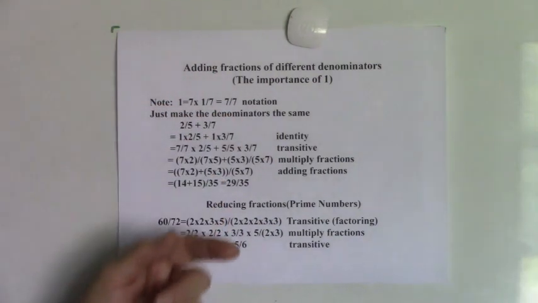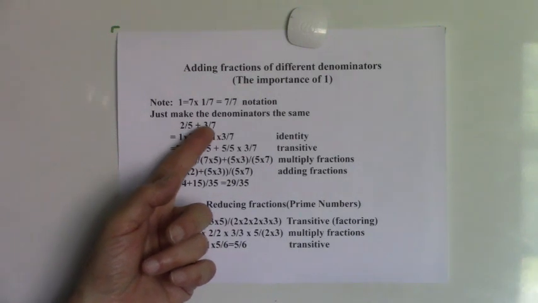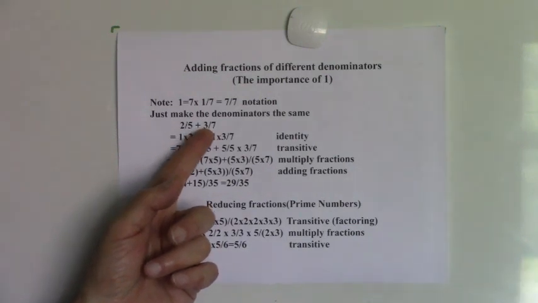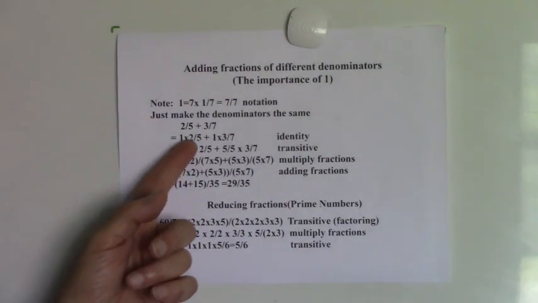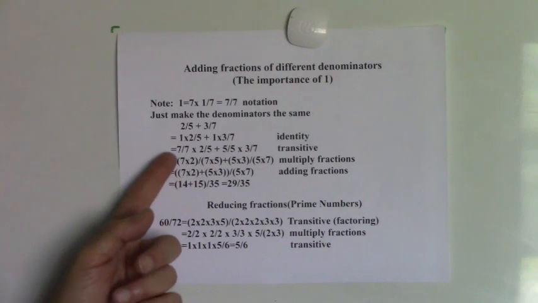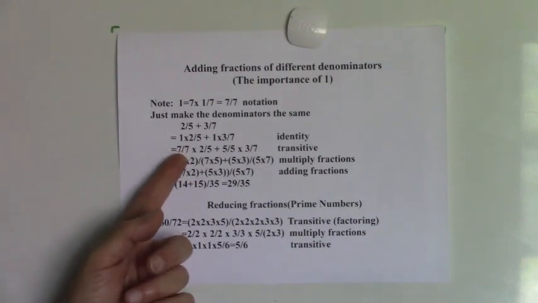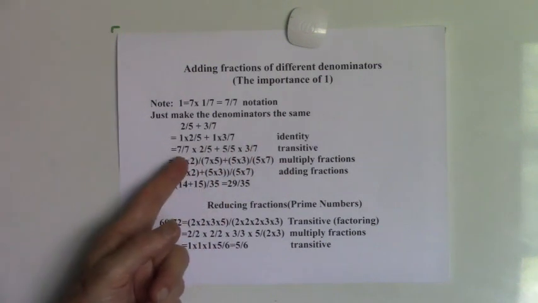written as 7/7. Okay, so if we want to add 2/5 plus 3/7, different denominators, we have to make the denominators the same if we can add them. So I'm going to multiply each one by 1. That's the identity, it doesn't change things. But 1 can also be represented by 7/7 or 5/5. So I've used the denominators in an alternate fashion.